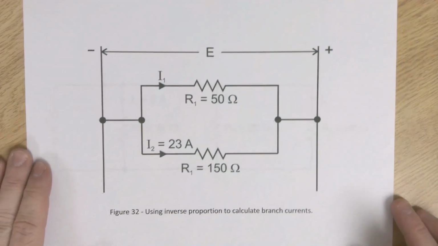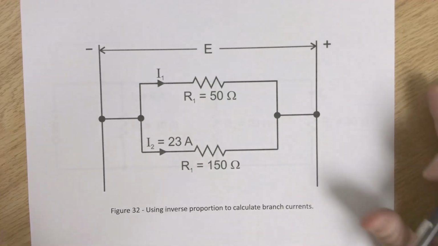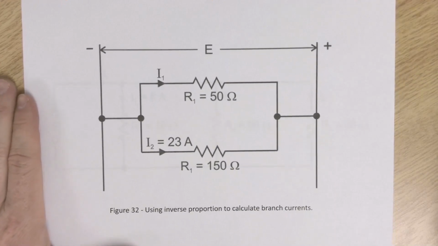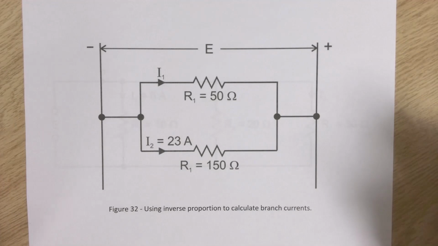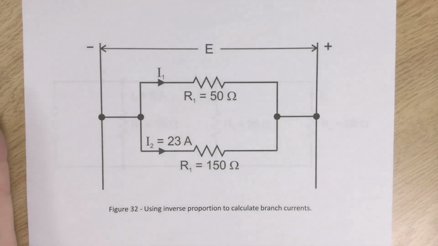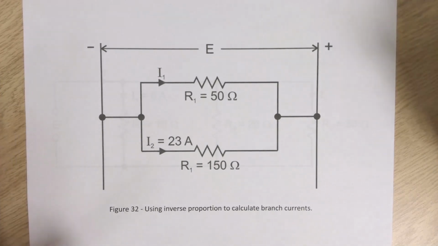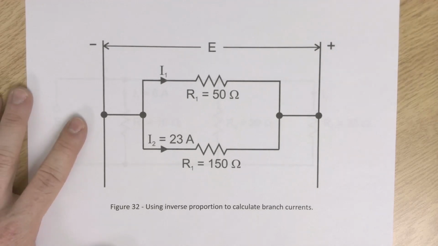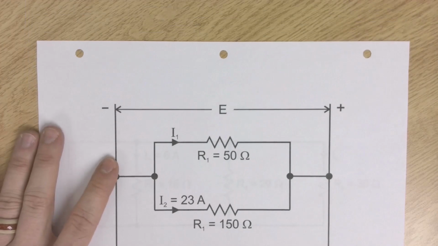Now, if you remember that voltage divider law from the series circuits, we kind of have a current divider law, if you want to think of it that way, but it's more about the inverse proportions between resistance and current. The module doesn't really go through the transposing, but I'm going to do that because I think it helps sort of prove the math, if you want to think of it that way.